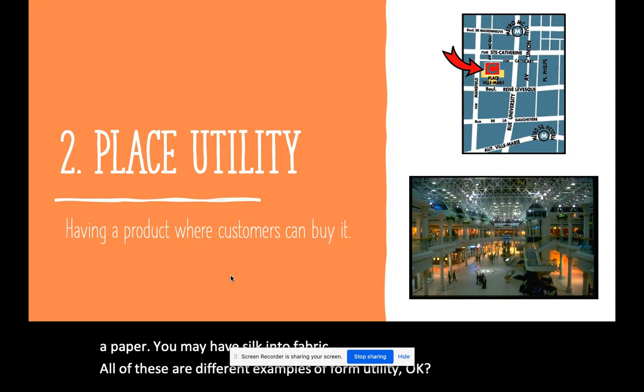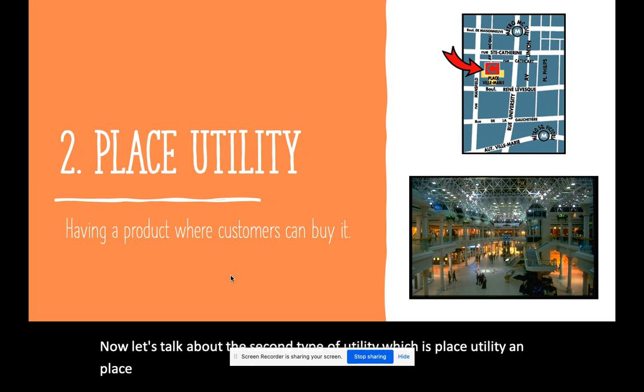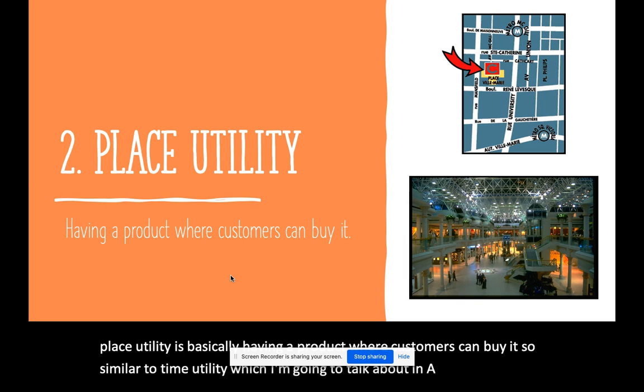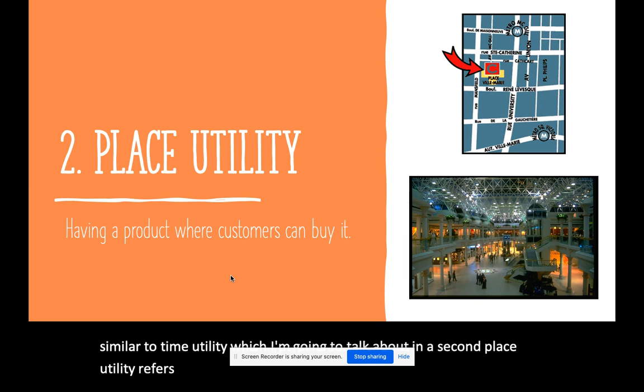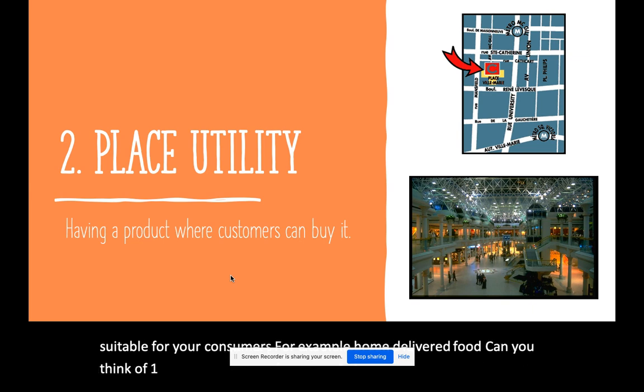Now, let's talk about the second type of utility, which is place utility. Place utility is basically having a product where customers can buy it. Similar to time utility, which I'm going to talk about in a second, place utility refers to having that product available at a location that is suitable for your consumers. For example, home delivered foods. Can you think of one of those? There's plenty of them out there.